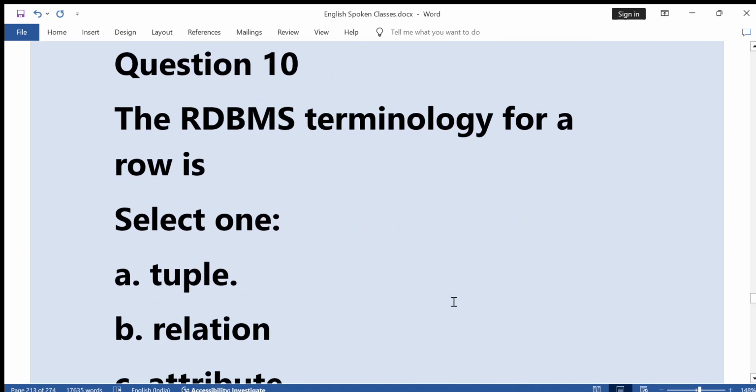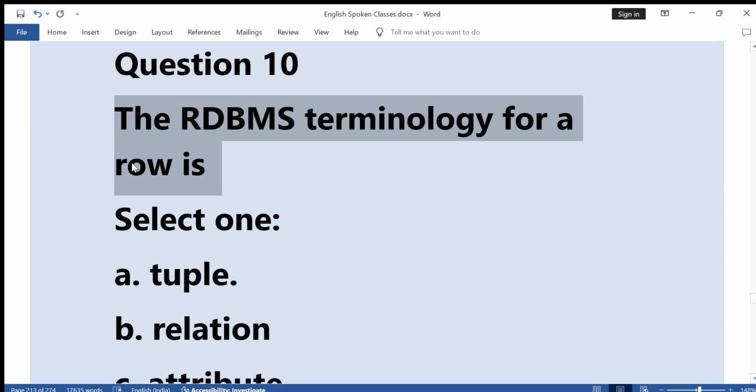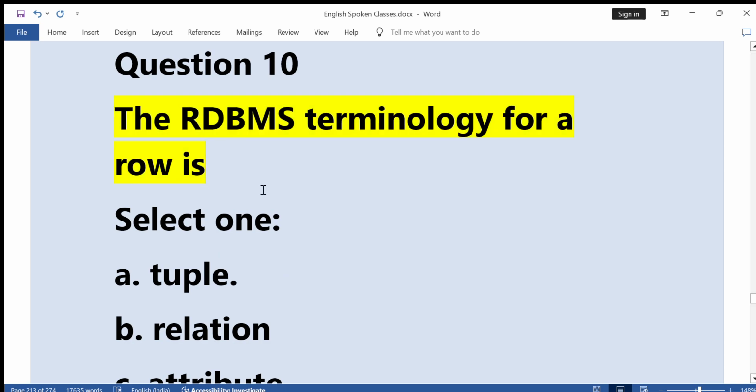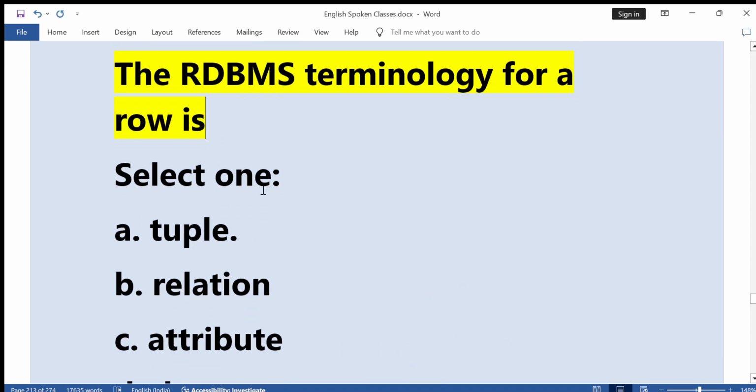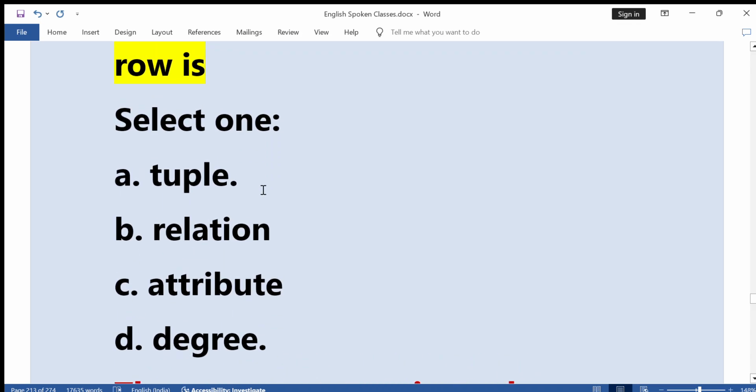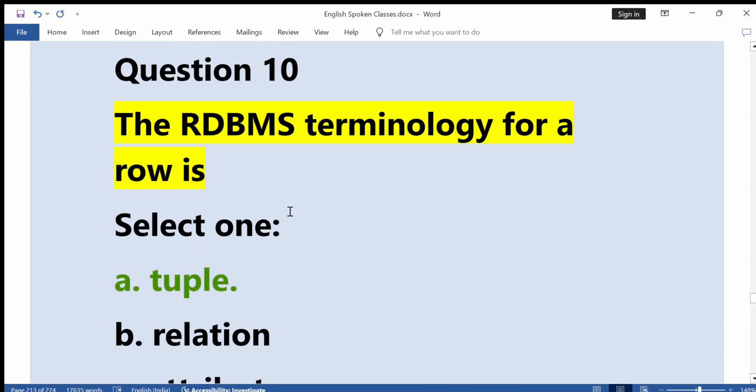Question number 10 is: the RDBMS terminology for a row is, select one. A, tuples. B, relation. C, attribute. D, degree. So what will be the answer? Answer will be option A, tuples. The RDBMS terminology for a row is tuples.